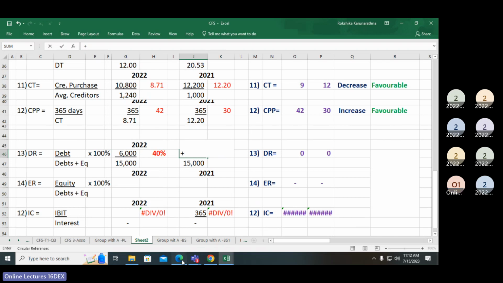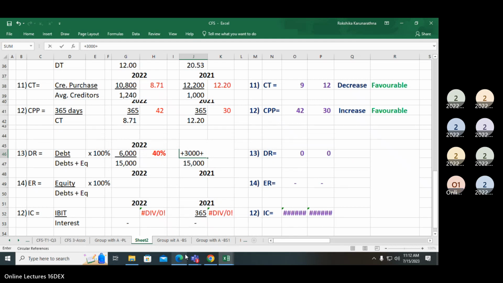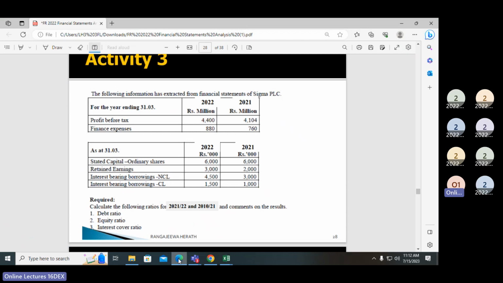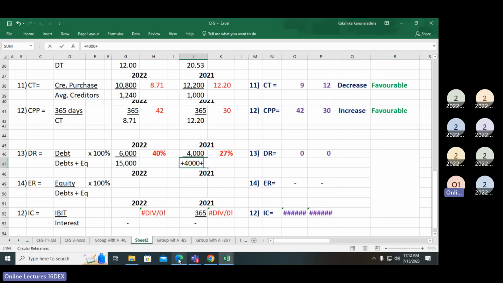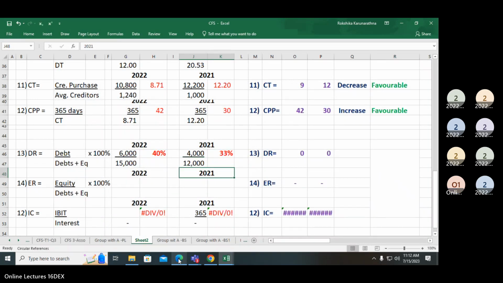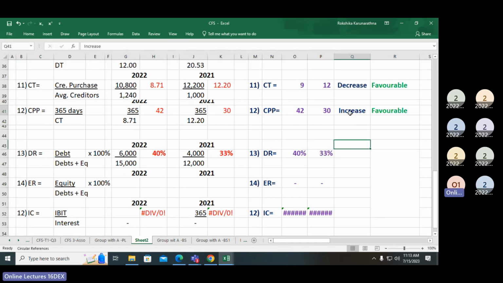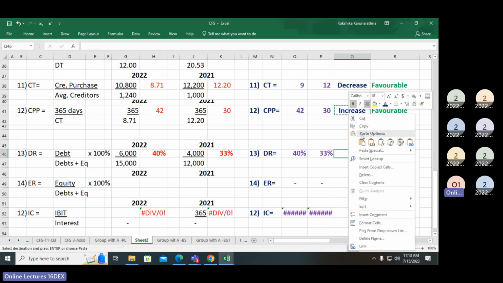Same way you can find it for last year. Last year debt 3,000 plus 1,000, 4,000. Debt 4,000. Equity: stated capital 6,000, retained earnings 2,000, altogether 8,000. So debt ratio: current year 40%, last year 33%. So you see the debt ratio increases.